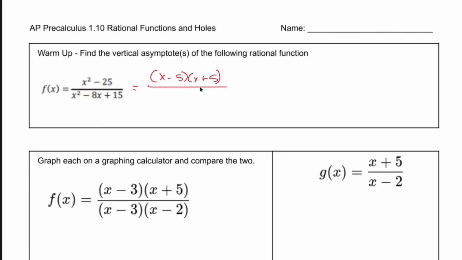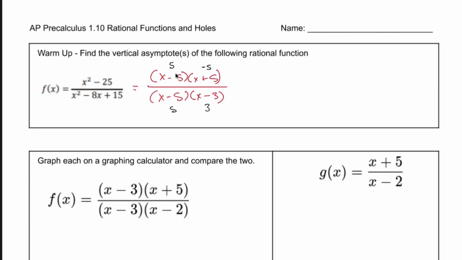Now the denominator: two numbers that add up to negative 8 and multiply out to positive 15. We'll go with x minus 5 and x minus 3. Now you look at each factor, use the zero product property, and find out what your magic number is. Your 5, your negative 5, your 5, your 3.